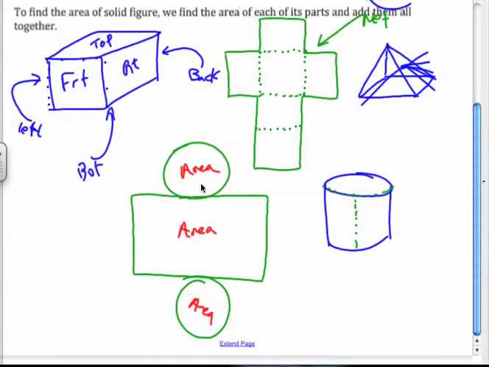This is what the cylinder looks like when I cut it open. So all I have to do is find the area of one circle and multiply it by 2, and then I have the area for both of them. And then I just add the area of that rectangle. So good job on that, Jimba.